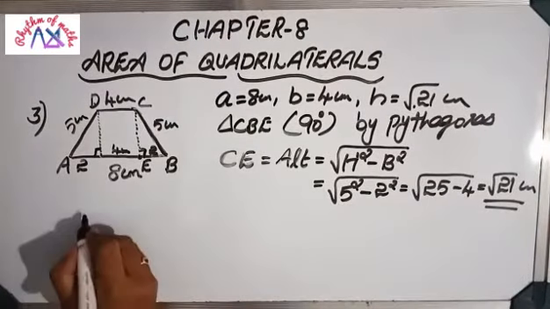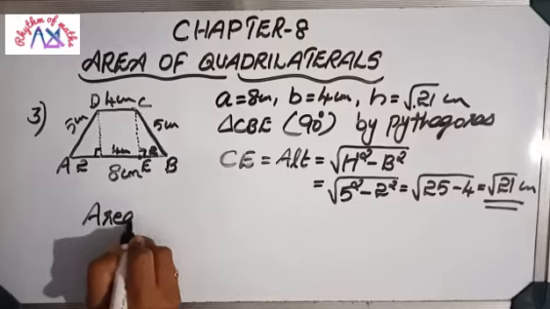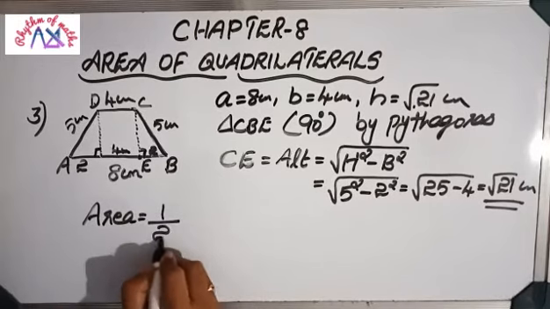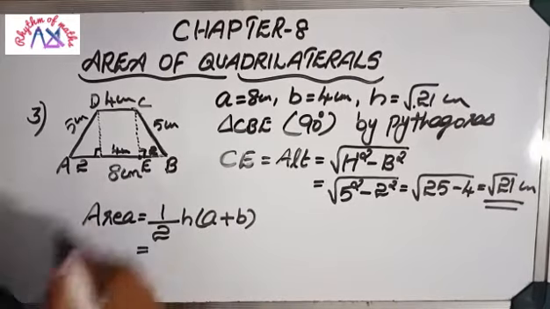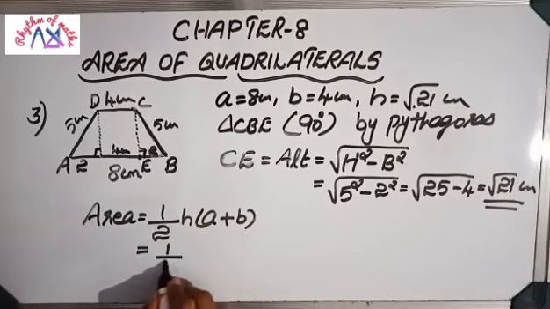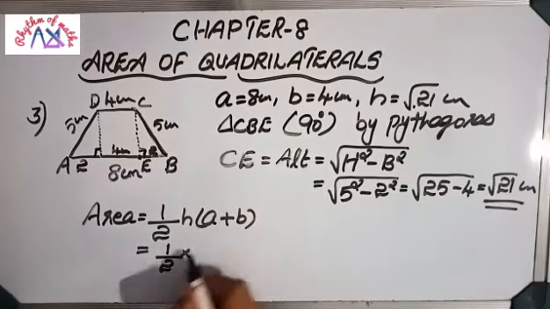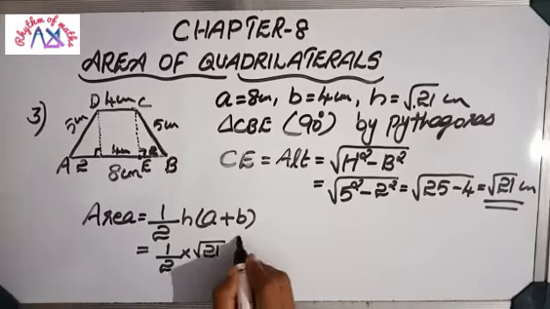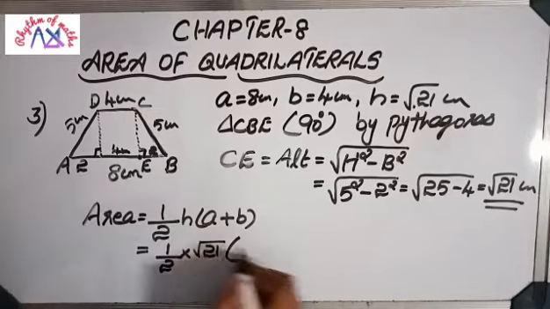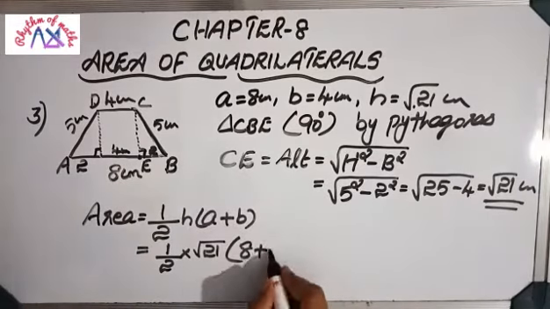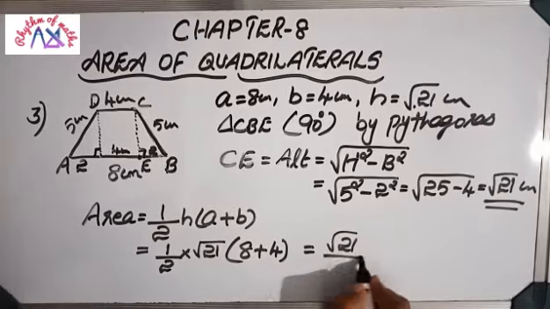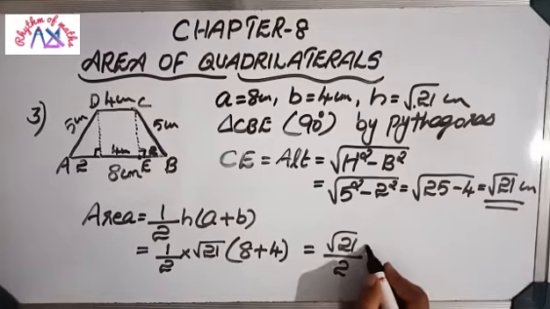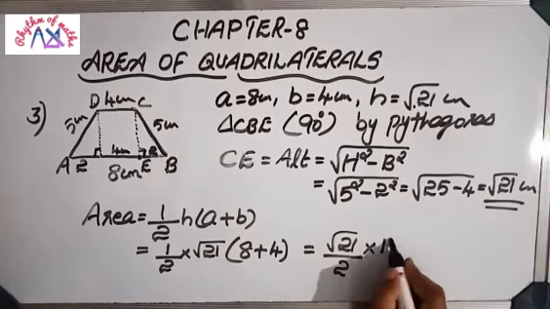Now we got all the measurements. So let's find area. What is the equation for area? Half h into a plus b. This is the equation to find area of trapezium. So half into h means root 21 into a plus b. A means 8 plus b means 4. That is equal to root 21 by 2. 1 into root 21 is root 21. So root 21 by 2 into 8 plus 4, 12.